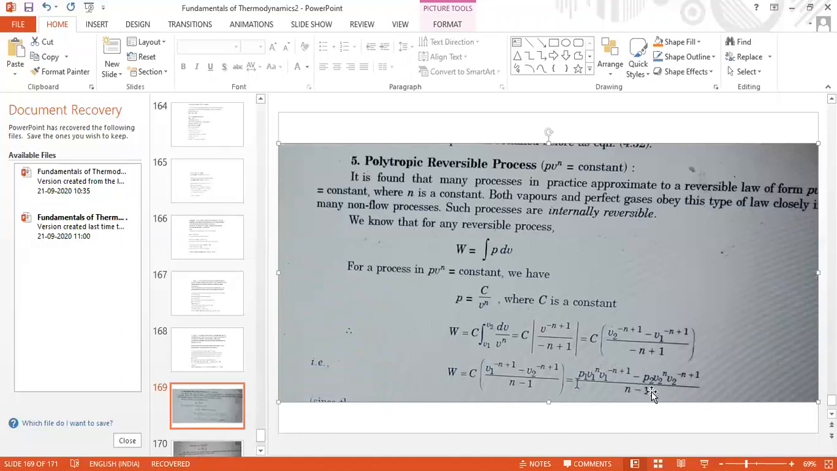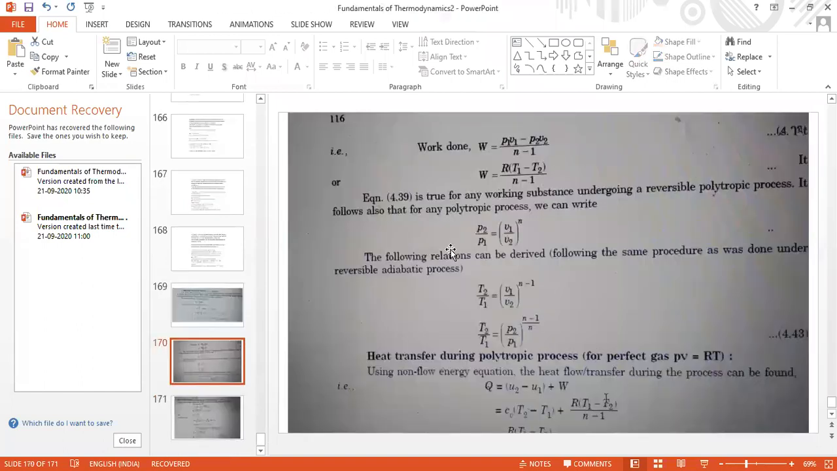And similarly here, C is written as P2 V2 power n. And when the powers are added, as you said, x power n multiplied by x power m is x power n plus m. So this n and minus n gets cancelled, and V2 is raised to power 1 only. So it would be P1 V1 minus P2 V2. And that is how work done W equals P1 V1 minus P2 V2 by n minus 1.